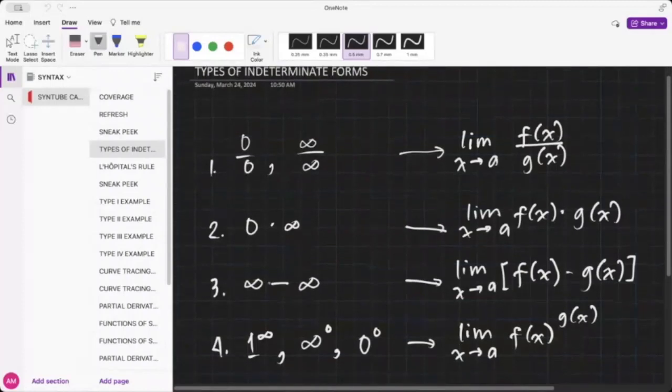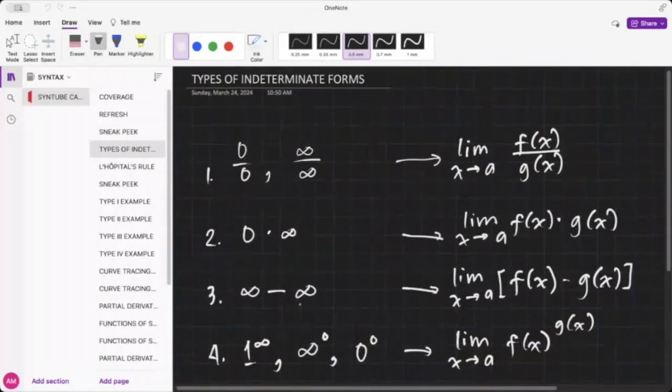Then, type 3 is infinity minus infinity. So, like this. F of x minus g of x. Yan. Then, type 4, tatlo. 1 raised to infinity, infinity raised to 0, and 0 raised to 0. Ganito yung form nila. Limit of f of x raised to g of x as x approaches a. They're called indeterminate forms because when you evaluate the limit, you get neither a number value nor infinity.